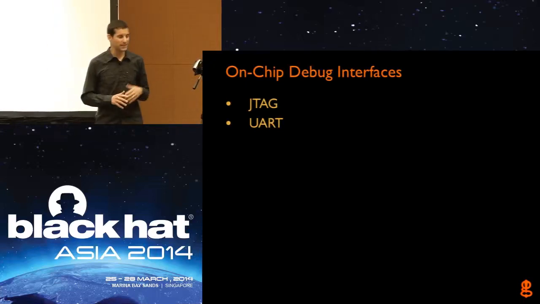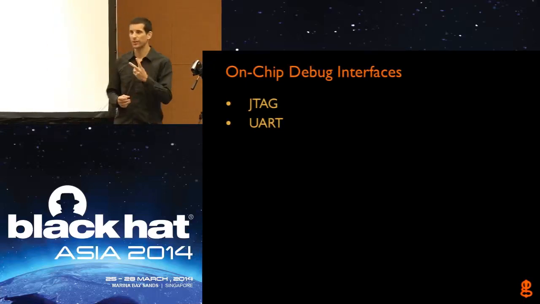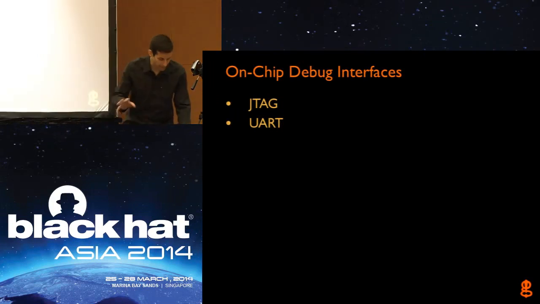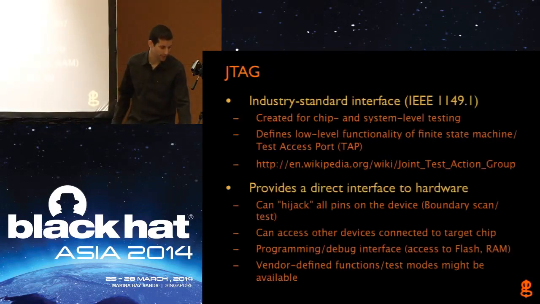So we're going to actually talk about the details of on-chip debug interfaces now. The two that JTAGulator supports are JTAG and UART. And I'll give demos of each once we go into the details.